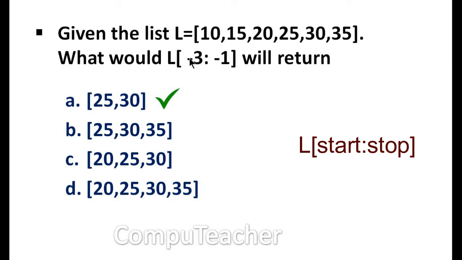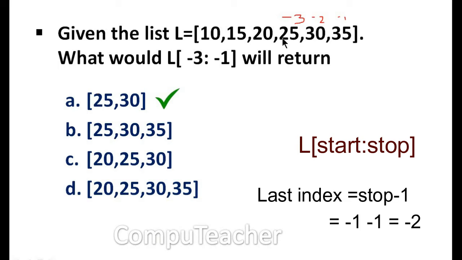The start value is minus 3, that is minus 1, minus 2, minus 3. And what is the step value here? It is the default value, that is 1 itself. So from index minus 3, that is starting from the value 25. What is the stop value? It is minus 1. So up to index minus 2, it will extract the values.